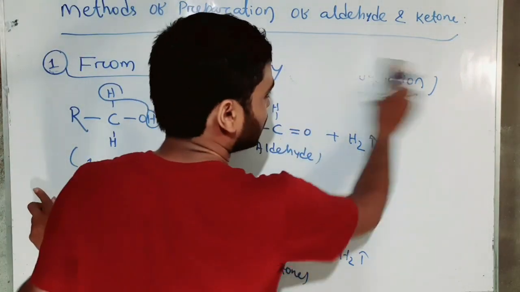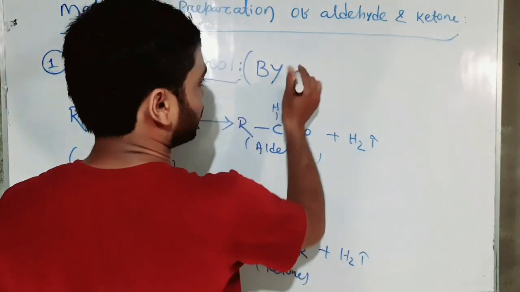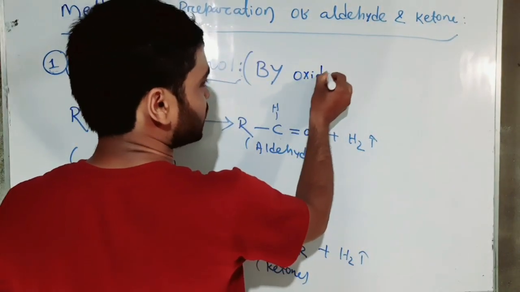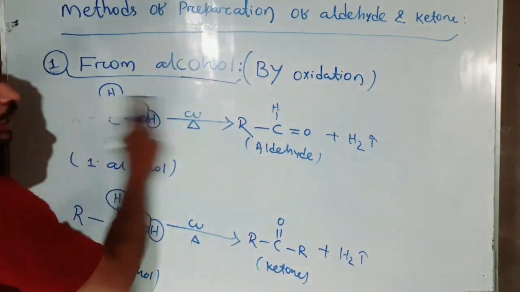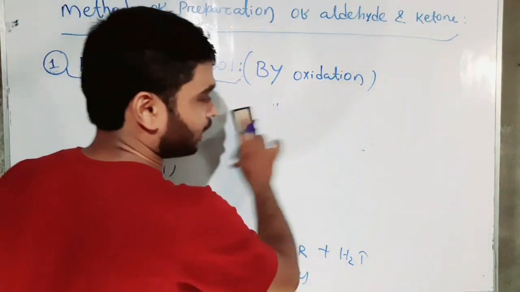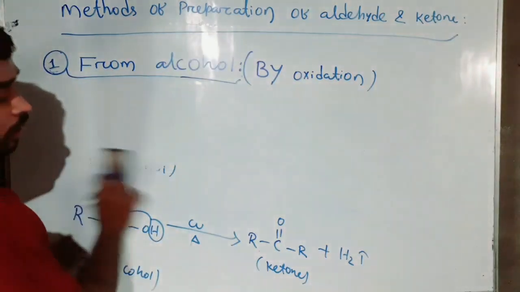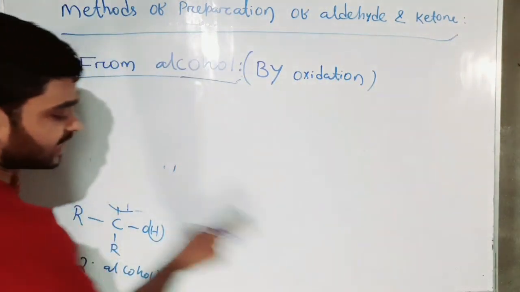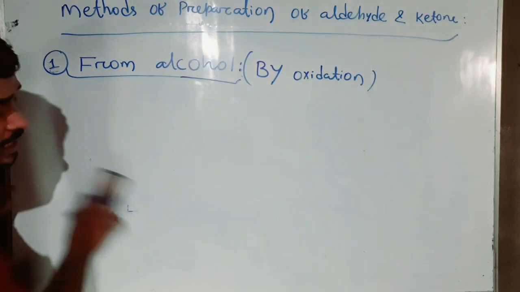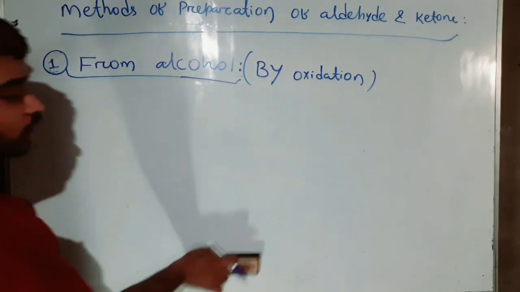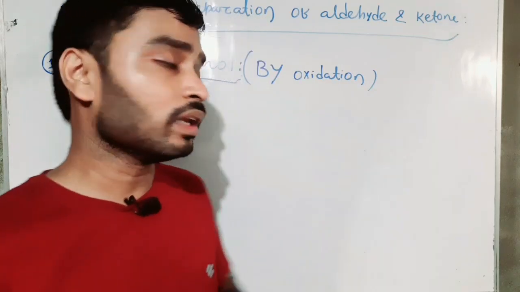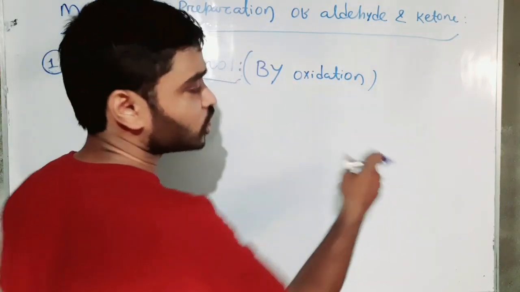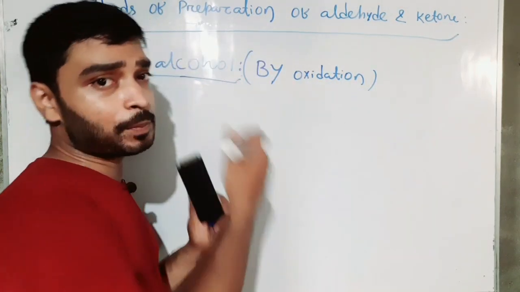What will be the method? The method is oxidation, that means the oxidation of alcohol to aldehyde and ketone. During this process, what happens? The benzyl alcohol is involved, because benzaldehyde is derived from benzyl alcohol. What is toluene? First we will know the structures, after that we will move to preparation.